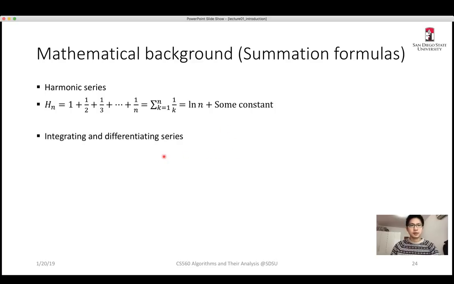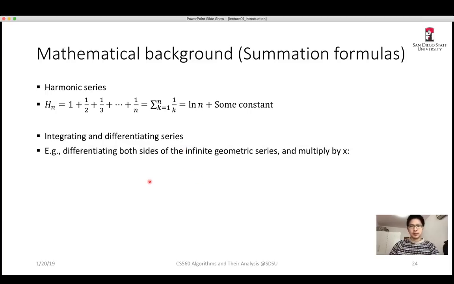And another technique that we may use is that when we have the summation formulas of a series, then we can use the formulas to compute the integration or the differentiating of series. So consider an infinite geometric series. Because it's an infinite geometric series, we know that the summation is in the form of 1 over 1 minus x. So what if we want to differentiate both sides of the equation?